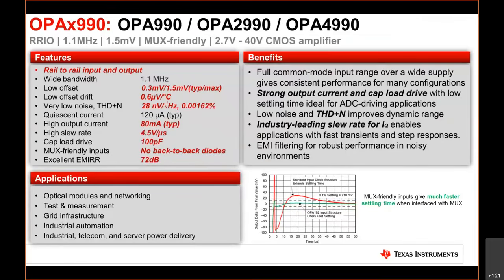This is the 1 megahertz rail-to-rail input and output device, CMOS architecture, and it has what we call MUX-friendly inputs. And I'll describe that technology in just a little bit, but this can be supplied from 2.7 to 40 volts, so great for simplifying your bill of materials and using one device as a Swiss Army knife to fit a lot of different applications, as it can fit high side current sensing, low side current sensing, etc. Now, this device also has very high output current at 80 milliamps and a high slew rate of 4.5 volts per microsecond for a 1 megahertz device.